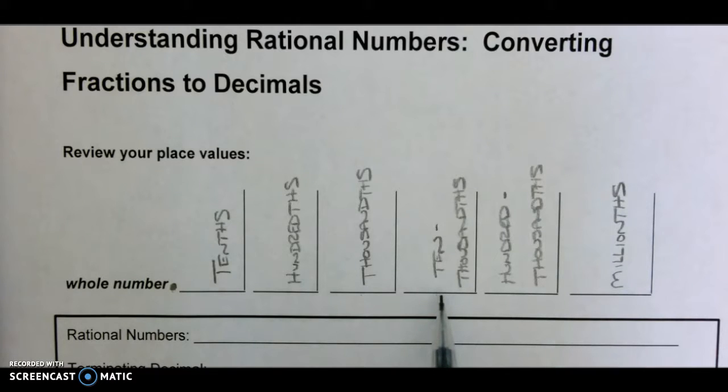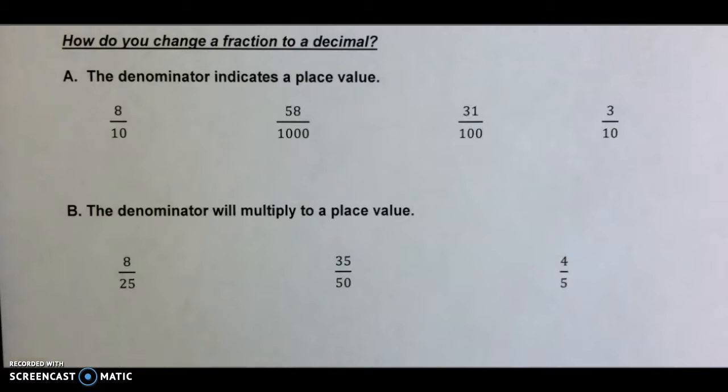4 place values to the right of the decimal is the 10,000ths place. 5 decimal values to the right of the decimal point is called the 100,000ths place. And then 6 place values to the right of the decimal is called the millionths place. So go ahead and fill that in on your copy.